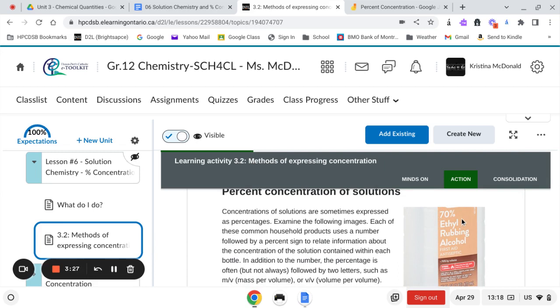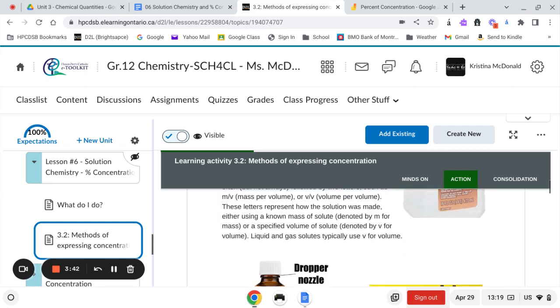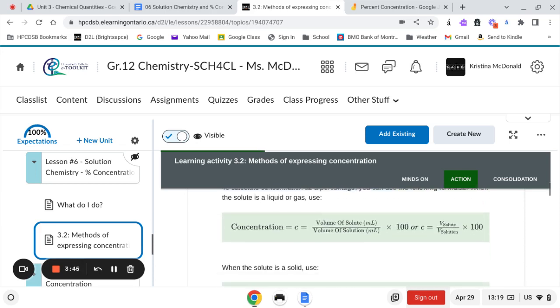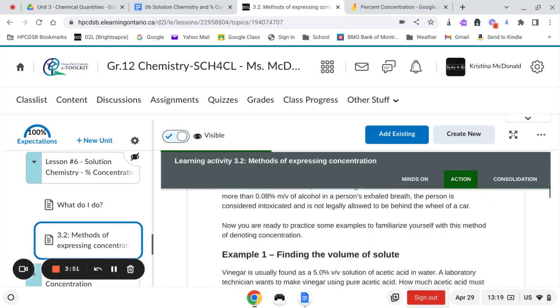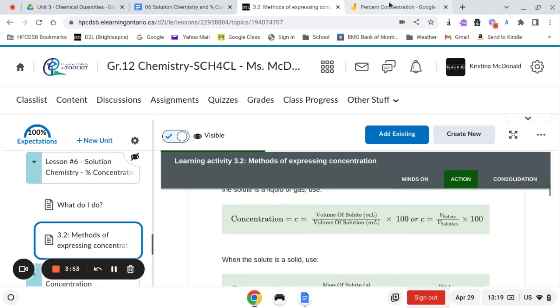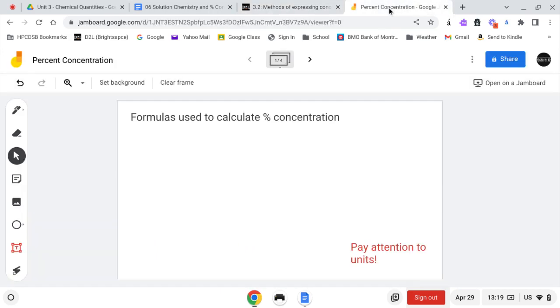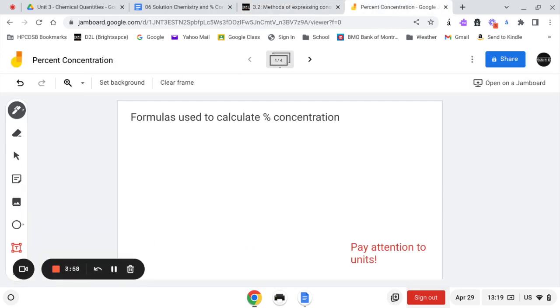So here's an example of 70% ethyl rubbing alcohol. So they have to list that percentage concentration. And you'll see that on rubbing alcohol, you'll see that on antifreeze, you'll see that on bleach, you'll see that on vinegar even. And so what does it mean? So if we come down here, we have our 2 formulas for concentration, and then we have our examples coming up. So I'm now going to move over to the Jamboard, and we're going to talk about this together.